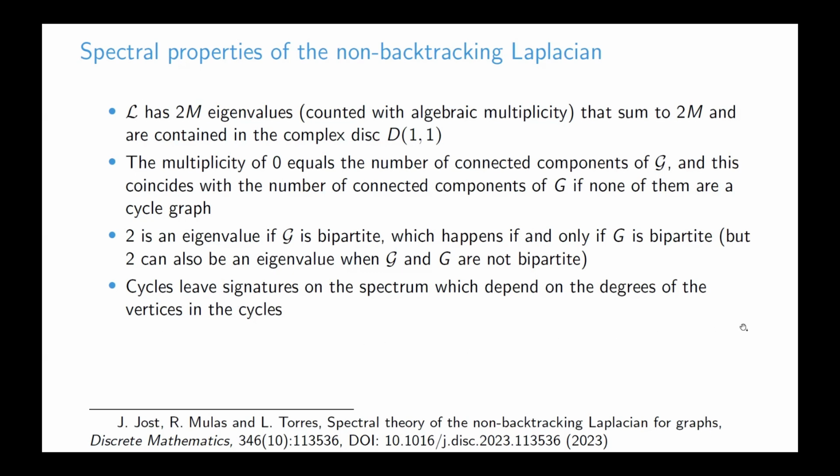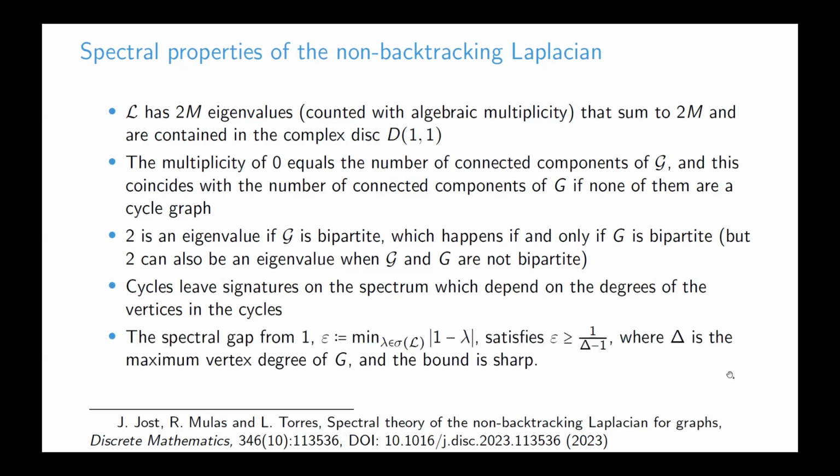Okay, so this is one important point, but again, sorry, I don't want to go into the details. And then another property that we showed is that the spectral gap from 1, which is similar to the definition that we had before, satisfies this bound. So it's always larger or equal than 1 over delta minus 1, where delta is the maximum vertex degree of G, and the bound is sharp.